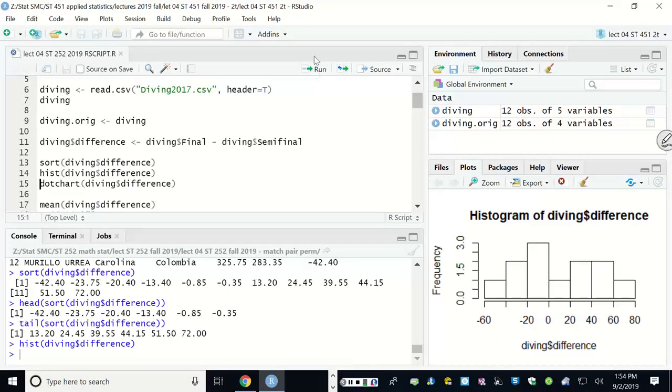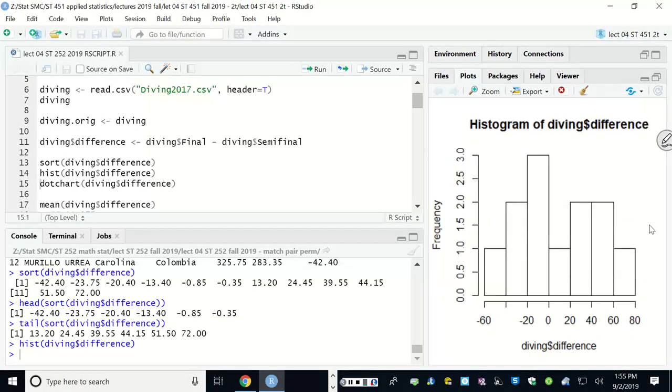We could even do a histogram of this. It's a fairly small number, 12 observations, 12 differences. That's kind of what the picture looks like. Right? There are some that are just below 0 or right around 0. So is it bigger than 0 or not? R has this other thing called a dot chart, which is good for little data sets.